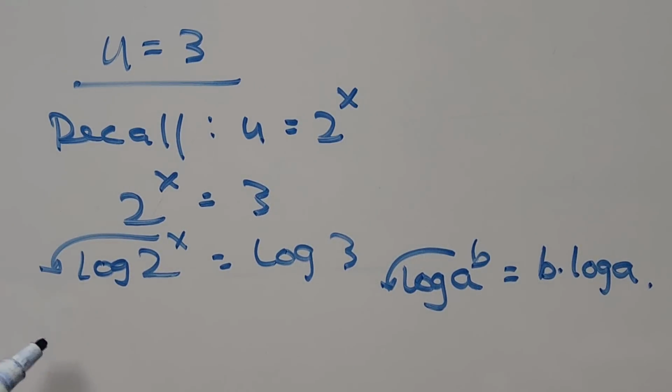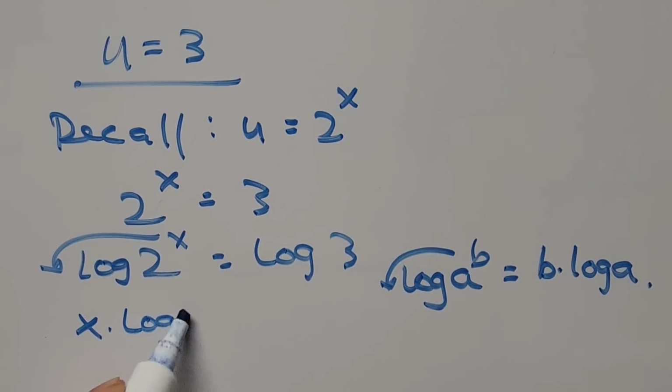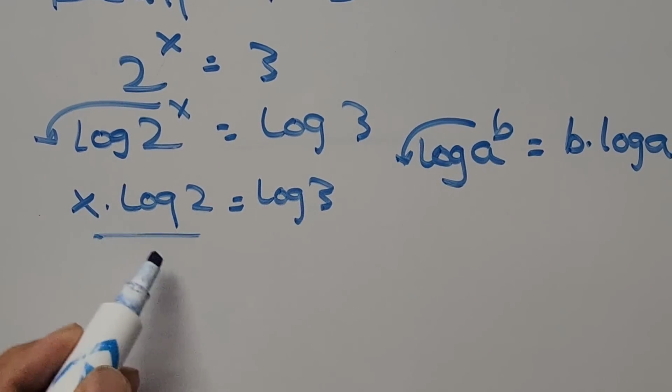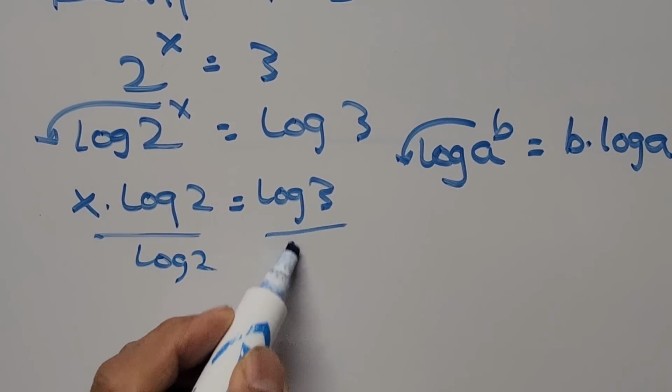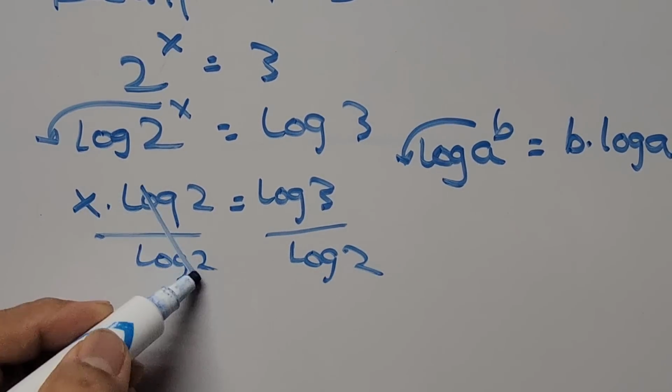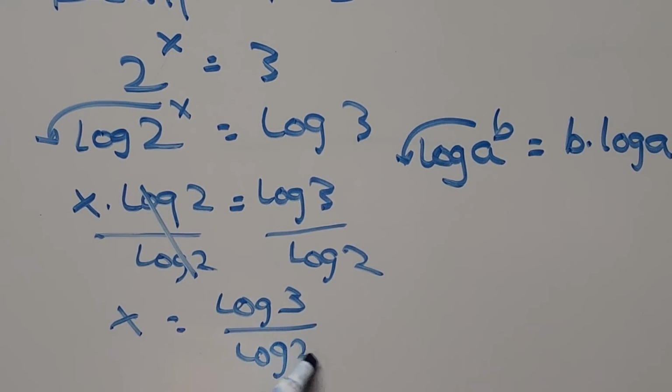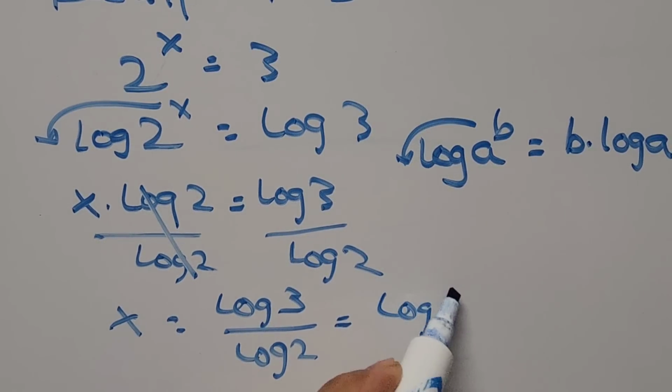Okay, so back to our equation. This is now x times log of 2 is equal to log of 3. Solving for x, divide by log of 2 both sides of the equation. So this now cancels. So we have x is equal to log of 3 divided by log of 2. Or this is the same as written as log of 3 base 2. This is from the change of base formula.